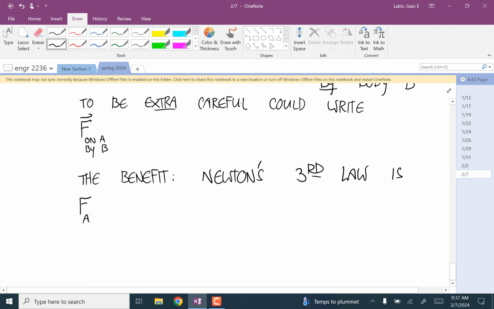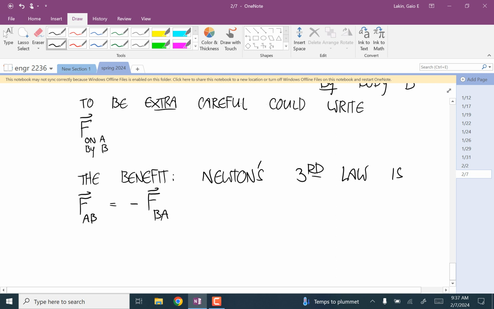The force on A by B is just equal to negative force on B by A. Okay, so we're going to use this notation a lot more once we get to rigid bodies, because Newton's third law happens so easily and nicely. Are you with me on Newton's third law? That's about as concise a definition of Newton's third law as you can give.